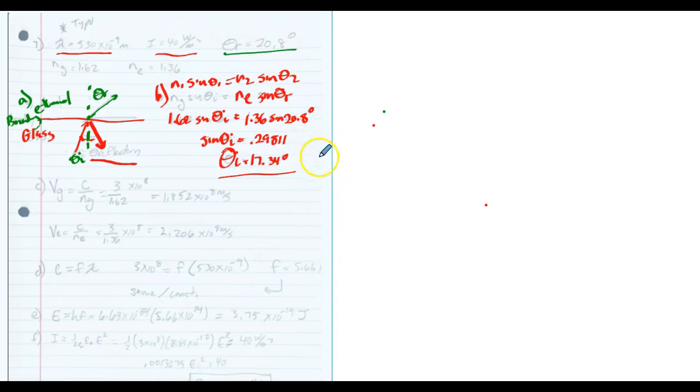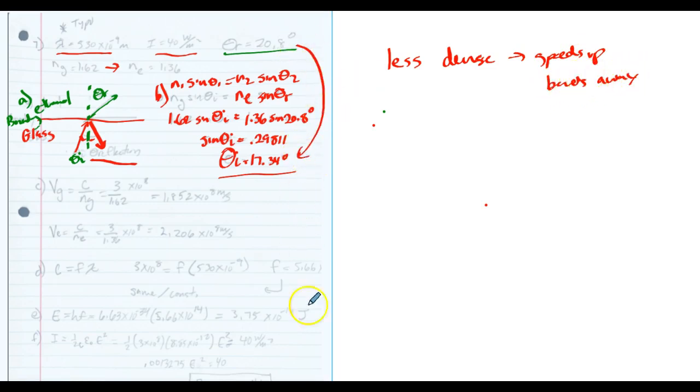That kind of makes sense, right? Because it's going into a less dense medium. So less dense means it speeds up. If it speeds up, it bends away. So this 20.8 is larger than the 17.3. So the way I sketched it made sense, and my math is supporting that answer.